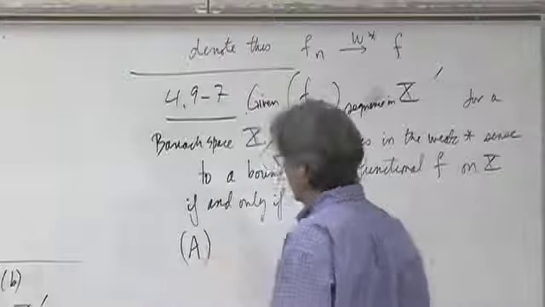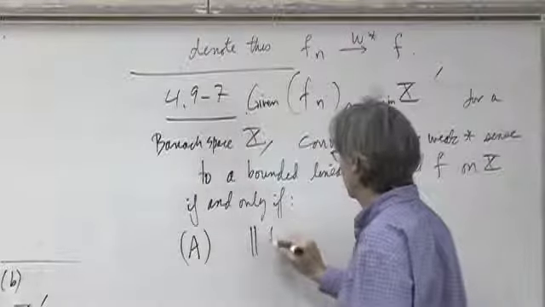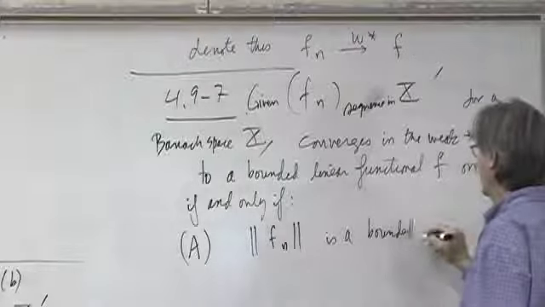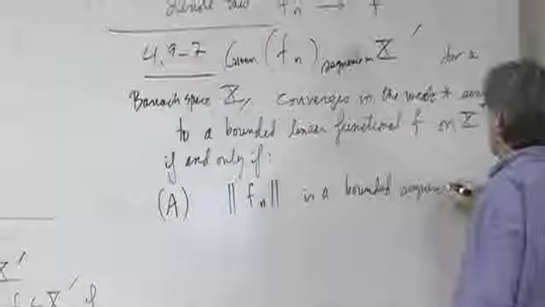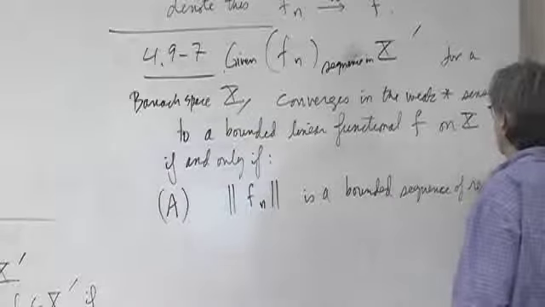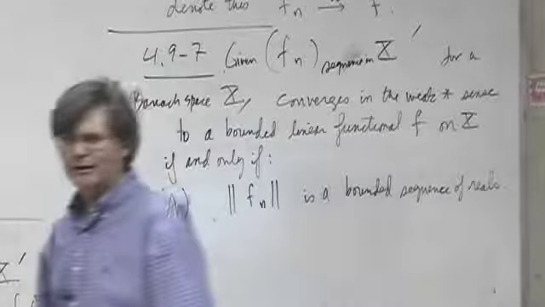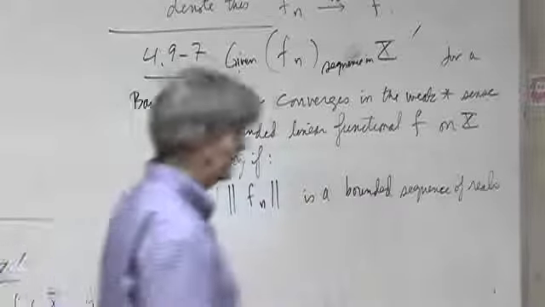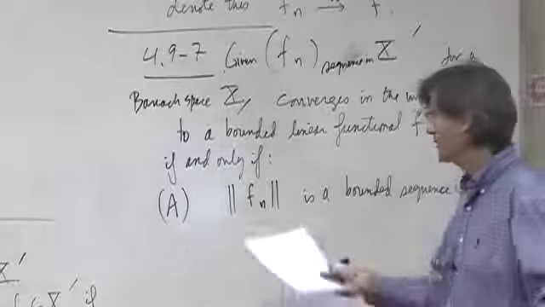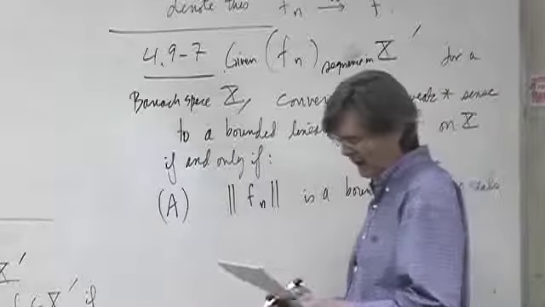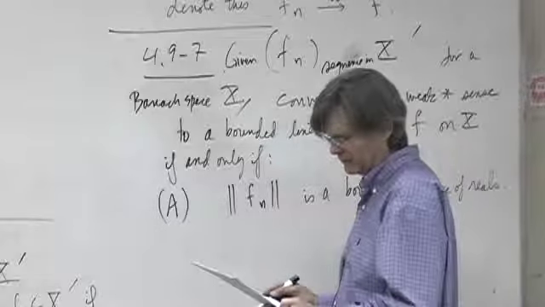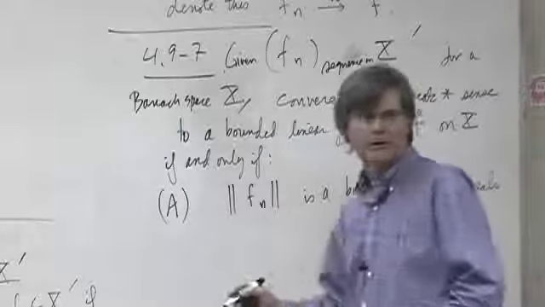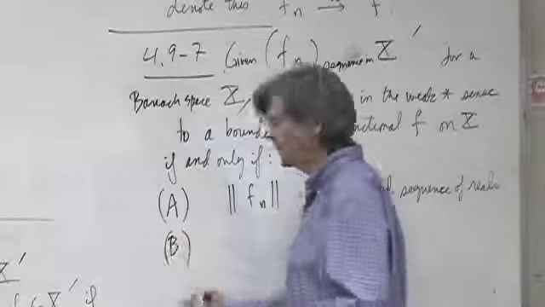A is that you should have a bounded sequence. Fn is a bounded sequence of reals. The norms are bounded. That looked necessary from what we did before. Thinking about what we did before, for weak convergence, the norms of the xn's had to be bounded if they were weak convergent. So it looks like this is the right thing. Well, we'll just check that. And that's going to hold also by the uniform boundedness theorem. So that's going to be necessary by the uniform boundedness theorem.